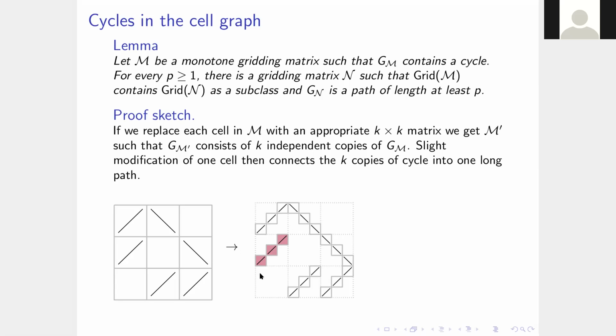However, now if we look at this red cell and replace the diagonal with an almost diagonal, with the subdiagonal, and shift the cells by 1 up, then we actually connect those copies of the cycle into one long path. So if you start in this blue cell, then you can actually make sure that the whole cell graph is a single long path. And still, as witnessed by the thick dotted lines, this permutation class is still a subclass of the original grid class.